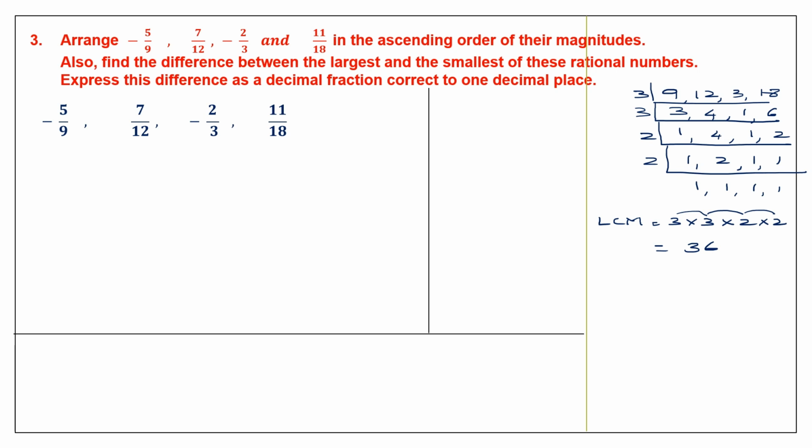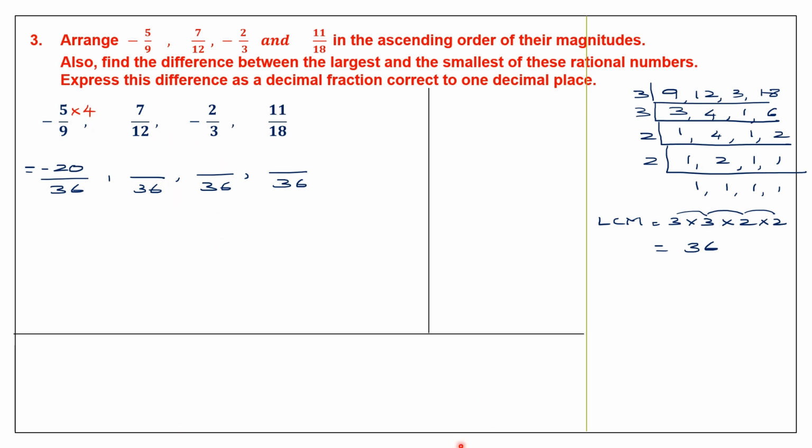Let's use that as the common denominator for all these. So this was 36. This is 36. All will have 36 as the common denominator. Now let's get our numerators. So here we have 9 into 4 is 36. So 5 times 4 is 20 and we have a negative sign there. So negative 20. Next we have 12.